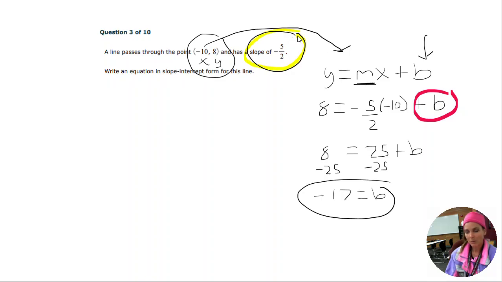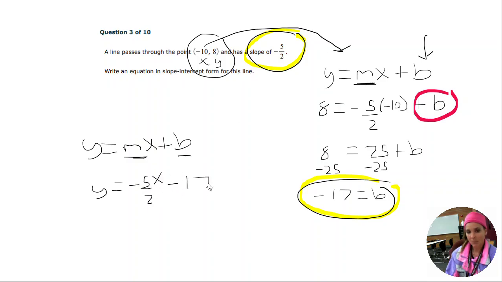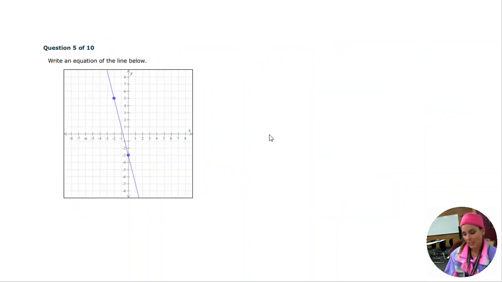We have a slope, and we have a y-intercept. So now we take our slope-intercept form, we write it just like it is, except for instead of the m, we're going to plug in our slope, and instead of the b, we are going to plug in our y-intercept. Okay. Next type of question that you need to do some practice on is writing an equation of a line.